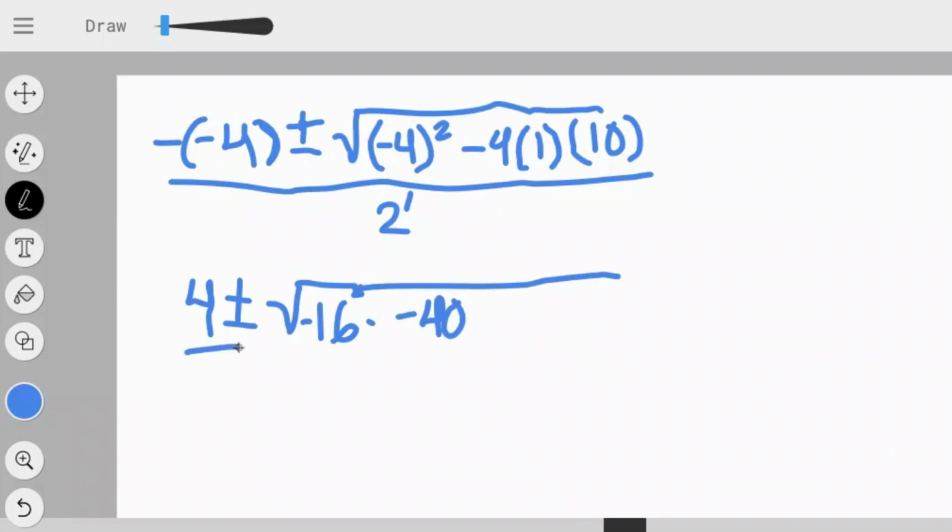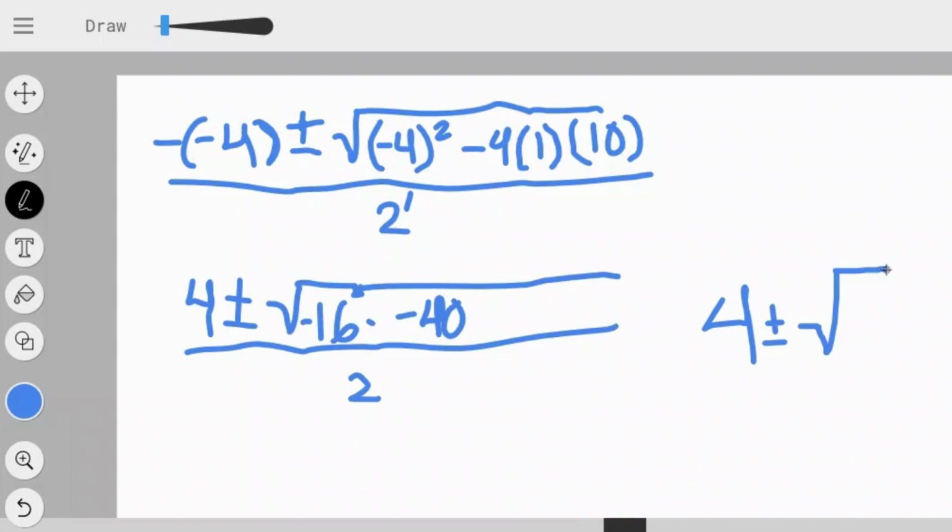Over 2 times 1 is going to give us just 2. And then we're going to go in and change this again. And I'm going to write that over here, which will be 4 plus or minus negative 24. So boom, there we go again. We've already done half the steps.